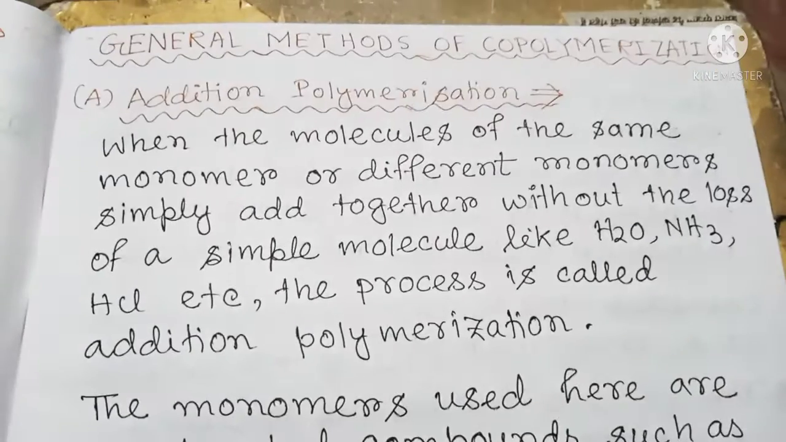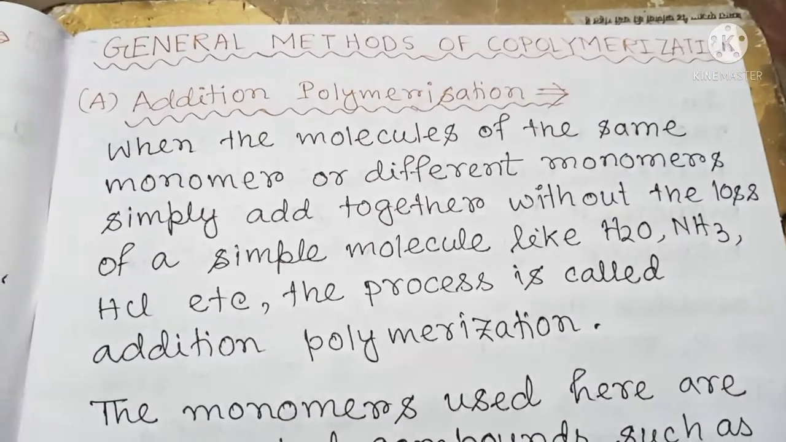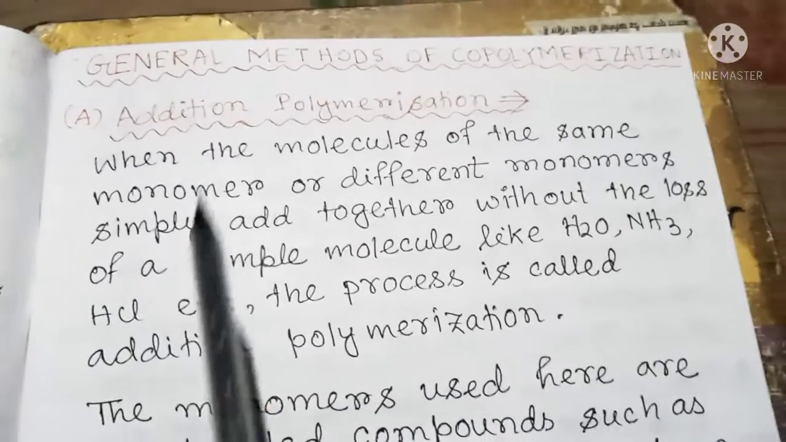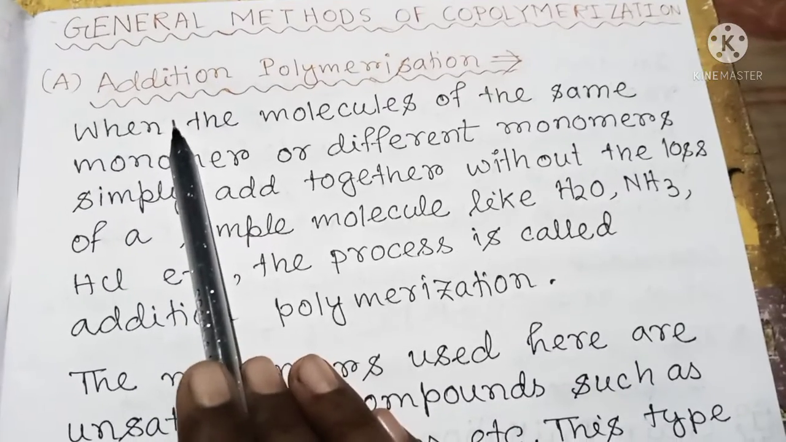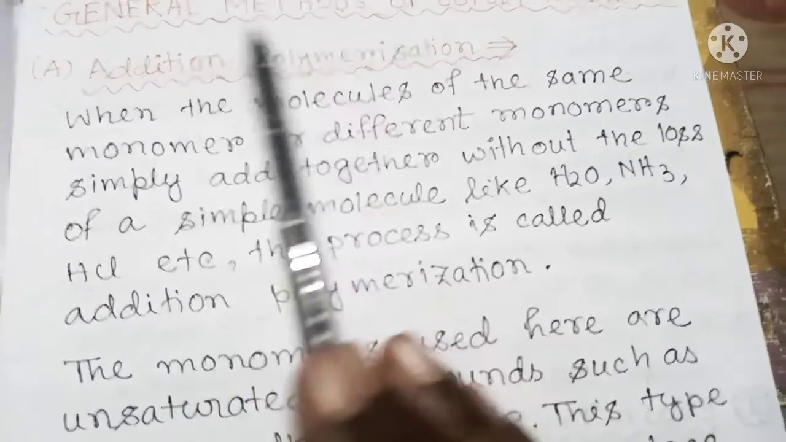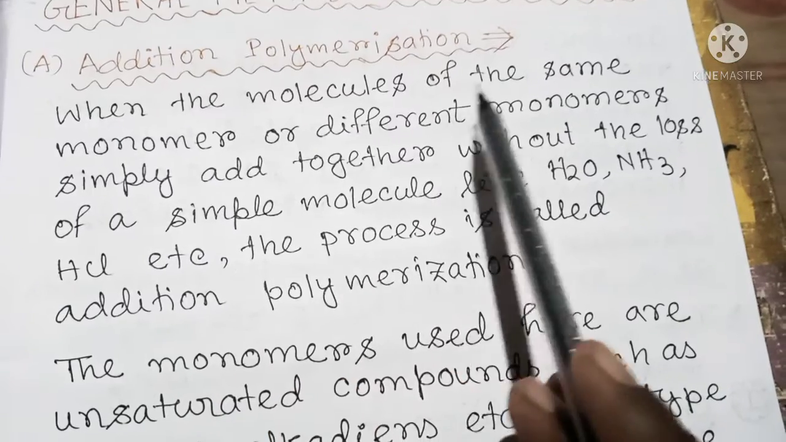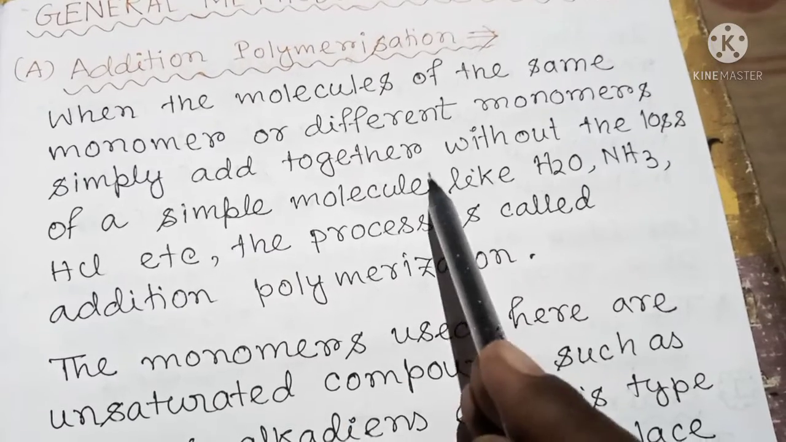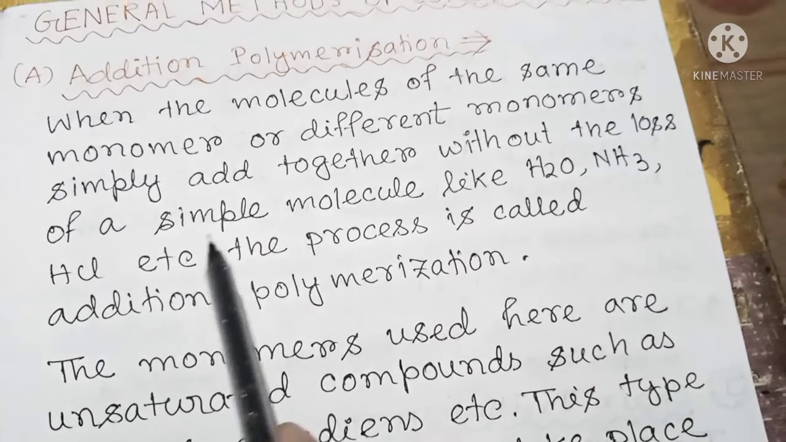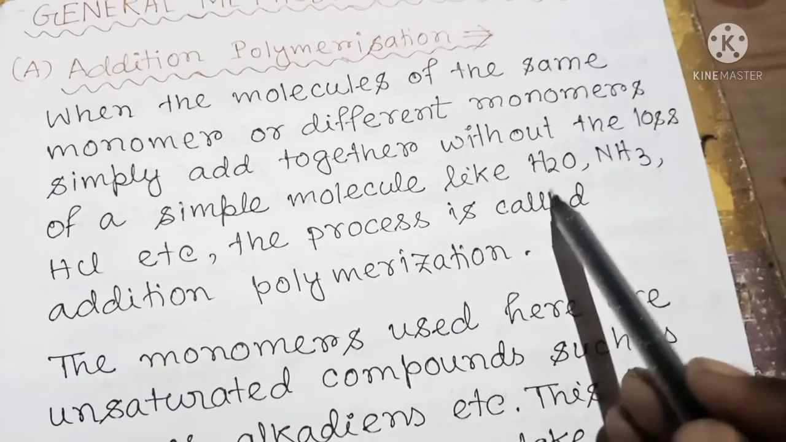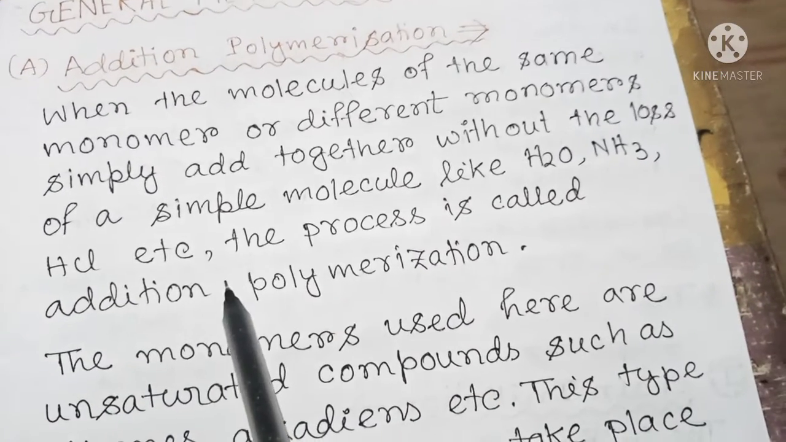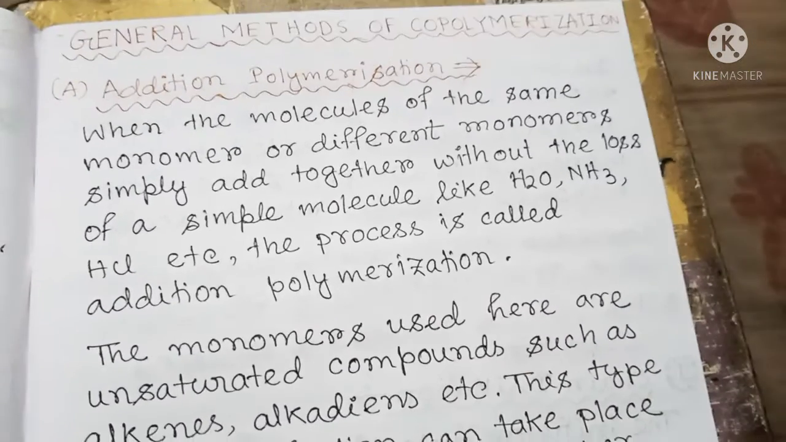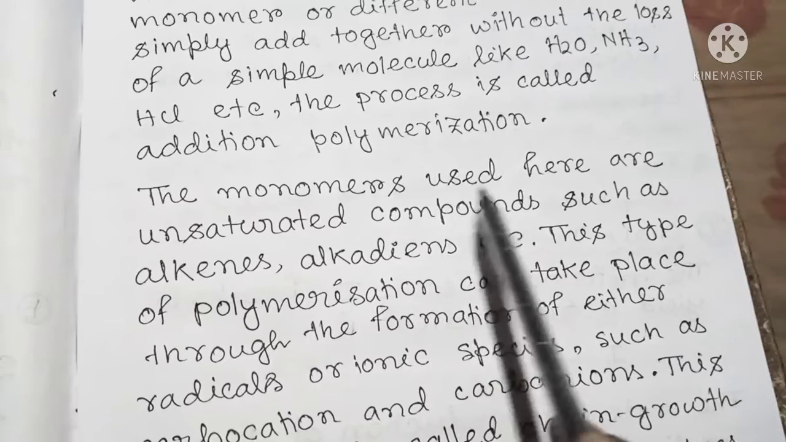Polymerization. So let's start. First one is addition polymerization. When the molecules of the same monomer or different monomers simply add together without the loss of a simple molecule like H2O, NH3, HCl, etc., the process is called addition polymerization. The monomers used here are unsaturated compounds such as alkenes, alkynes, etc.